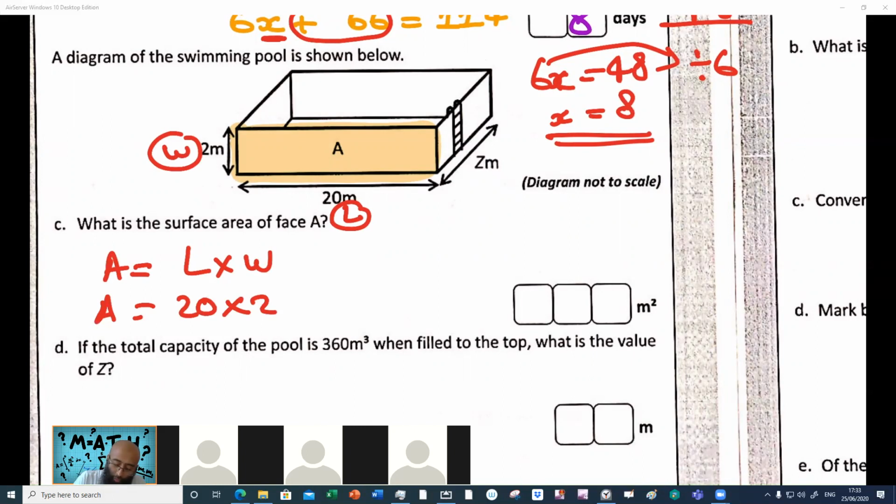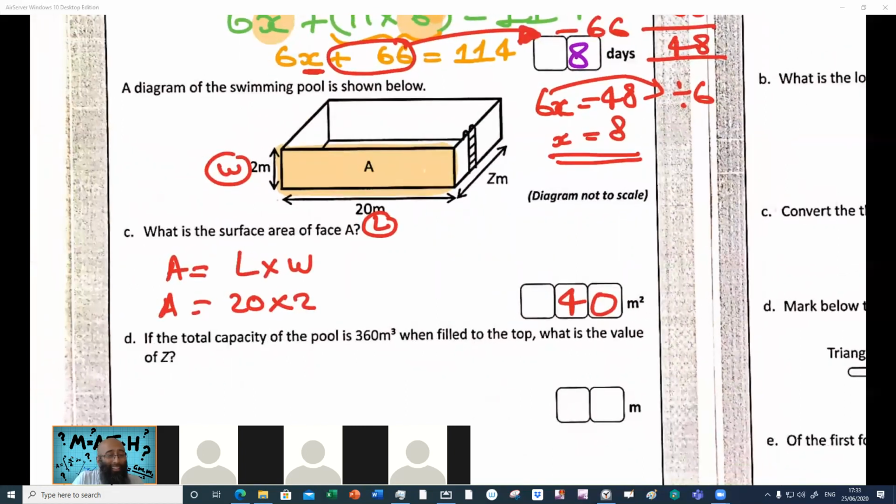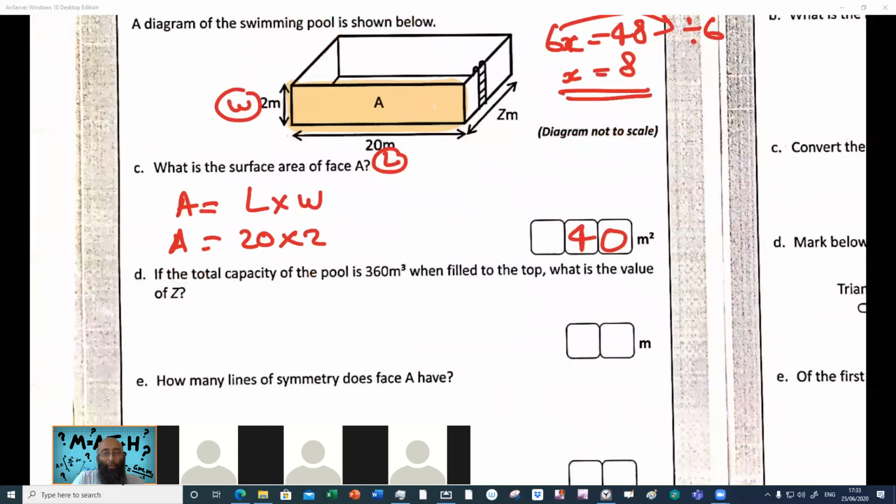40. Where do you get 44 from, Musa? What were you doing? You did something else. Okay, lovely. Now come on, read the next bit now.